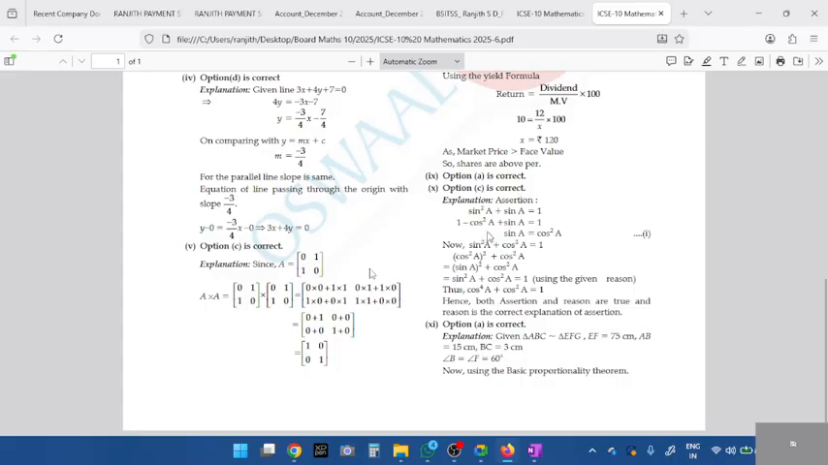Assertion: 1 minus cos square A plus sin square A. Sin A is equal to cos square A. Cos square A plus sin square A. Okay.